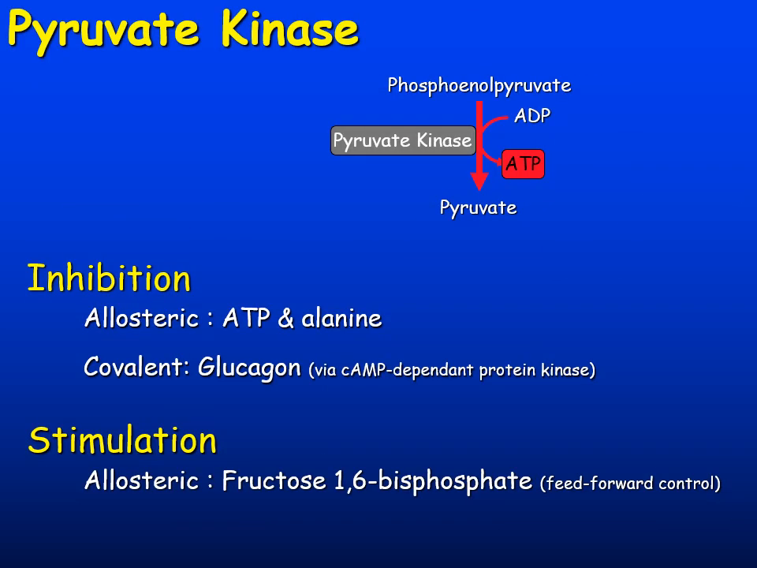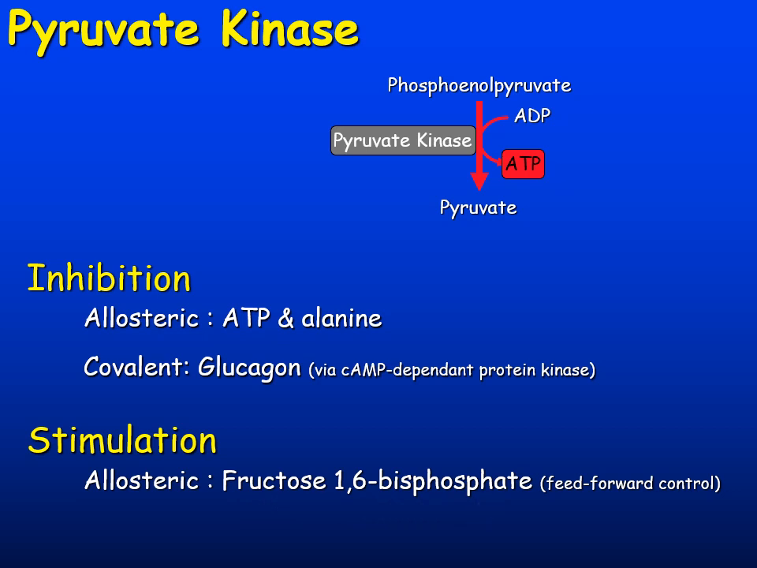In this case, this enzyme is inhibited by ATP and also by glucagon when you're starving. This is actually one of the mechanisms during starvation that helps you preserve glucose. And in contrast, when you're well fed and there's lots of glucose in the system, you get a stimulation of pyruvate kinase via an allosteric feed-forward mechanism.